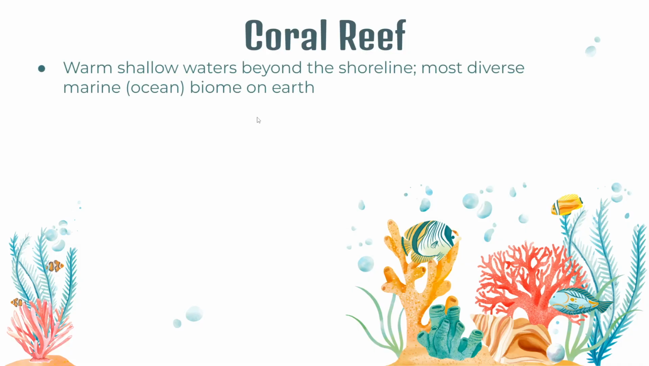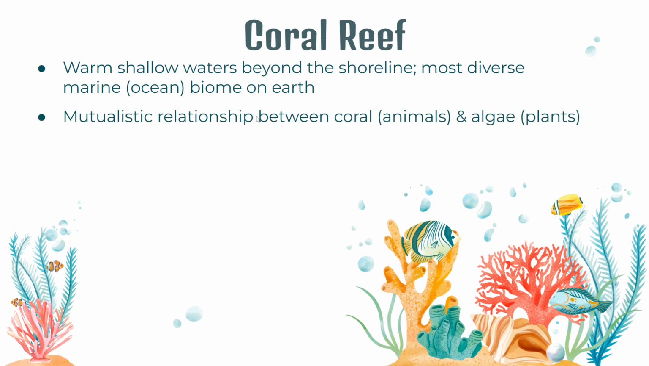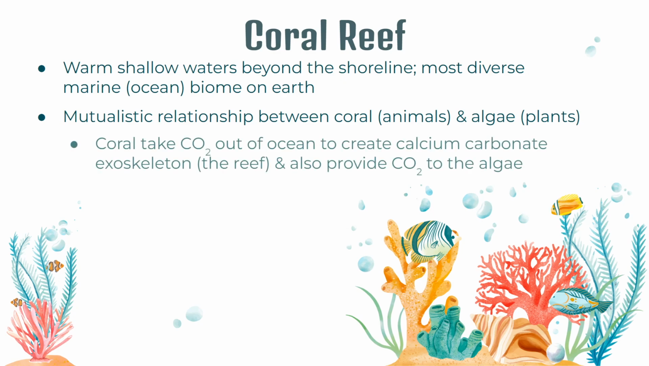Next, we have the coral reef. The coral reef is an ecosystem found in warm, shallow waters beyond the shoreline. It's really important to understand that it is one of the most biodiverse ecosystems on Earth, and it is the most biodiverse ecosystem found in marine biomes.